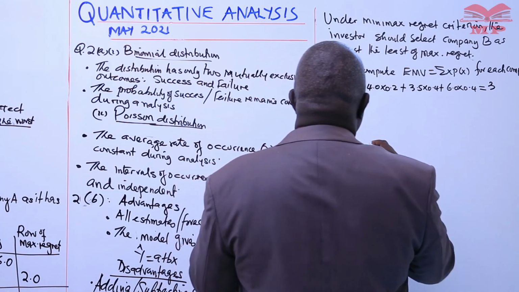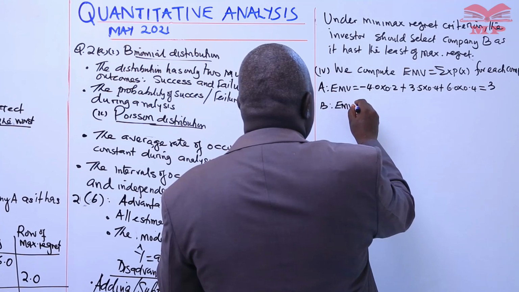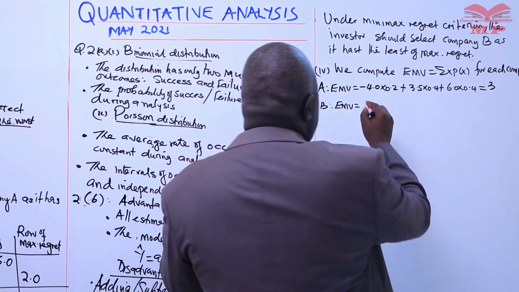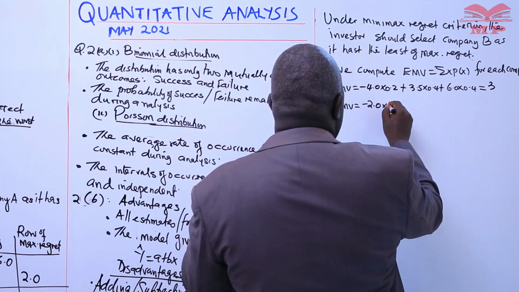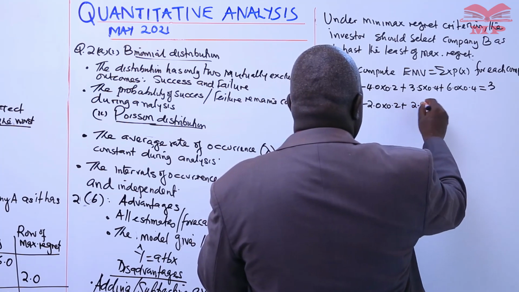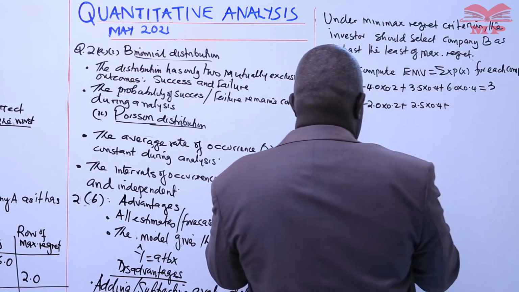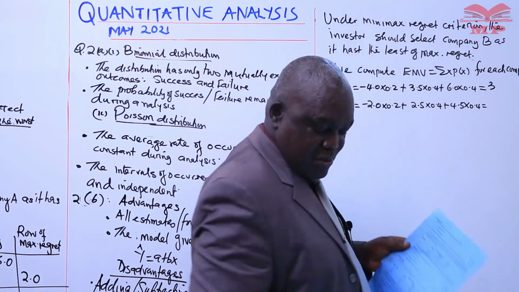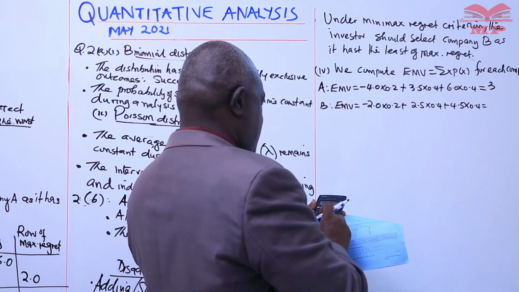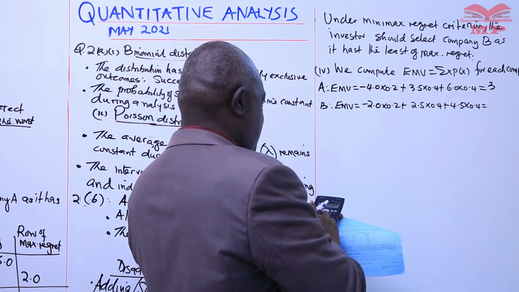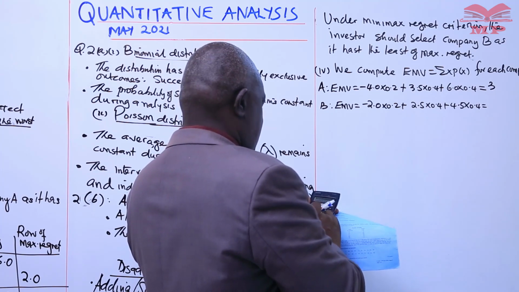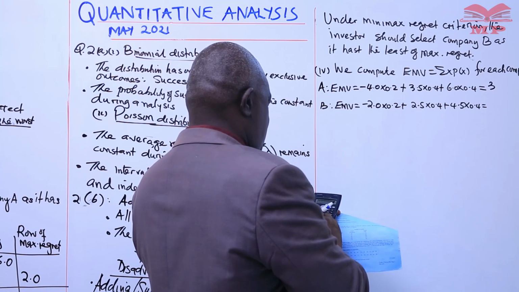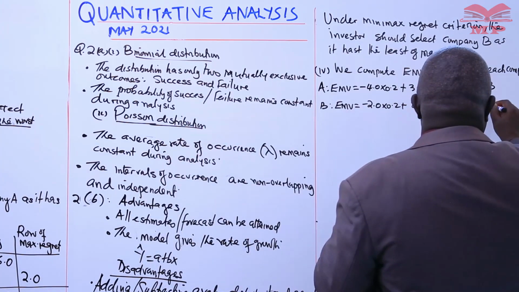For B, the EMV equals expected monetary value. The lowest there is negative 2.0, sorry, times 0.2 plus 2.5 times 0.4 plus 4.5 times 0.4. I get that value. Should give me 4.5 times 0.4 plus 2.5 times 0.4 minus 2 times 0.2. This one gives me 2.4.